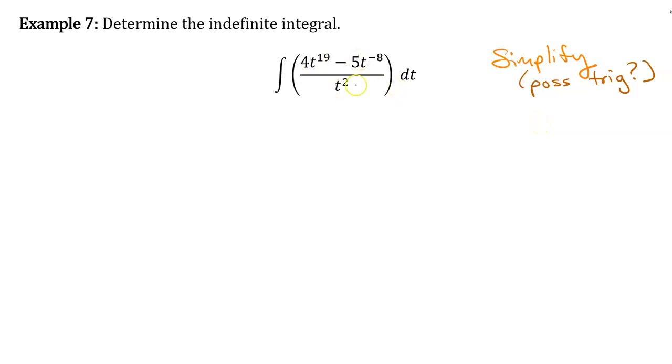Now, in division of variables, we subtract their exponents. So that would be 4t to the 17 minus 5t. Negative 8 minus 2 is negative 10. And now we're back to the integral power rule. So we can split it up at the subtraction, pull the coefficients out front.